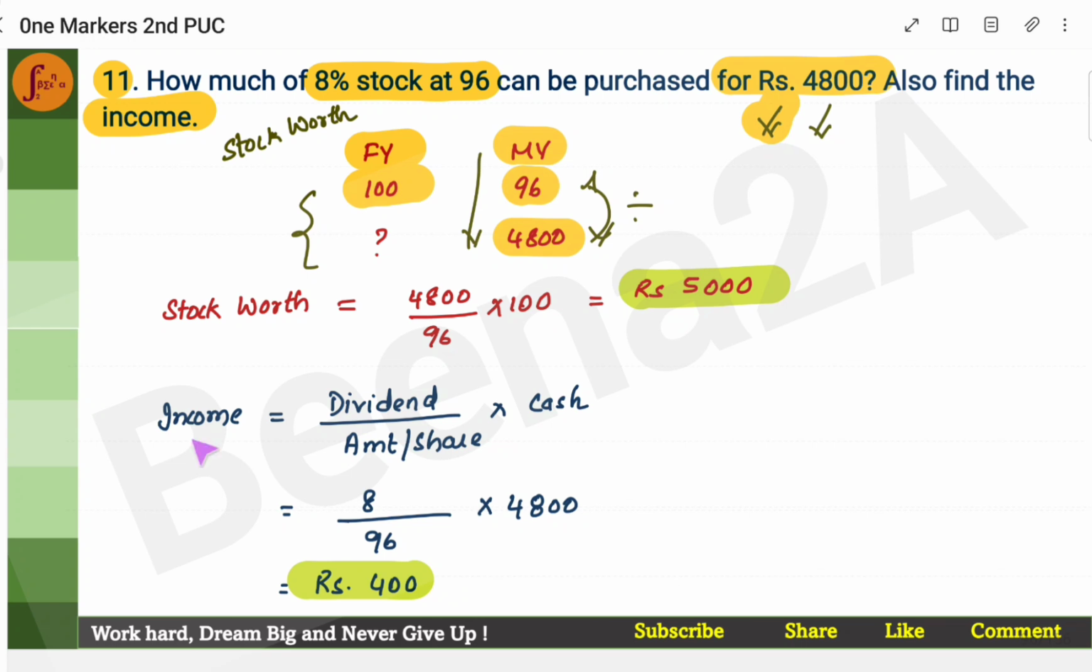Now, find the income. Income we know, direct formula. Income is dividend by amount per share into cash. Dividend is here 8%. Amount per share is 96 rupees. Cash he has is 4,800. So 400 rupees is his income.